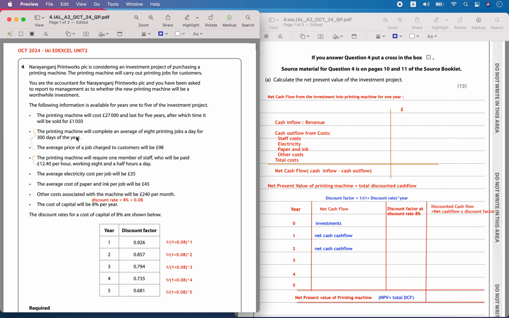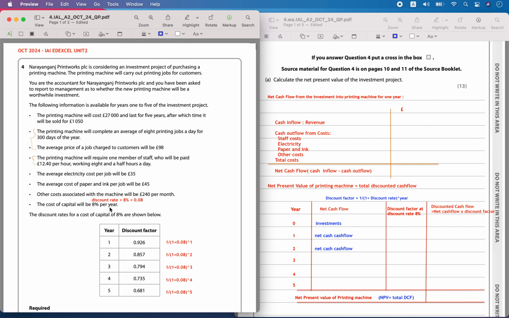It is going to earn revenue. It's completing an average of 8 printing jobs a day, 300 days for the year, and the average price is £98. Then it is also going to require one member of staff who will be paid at the rate of £12.40, working 8.5 hours a day. Average electricity cost is given, and the cost of paper and ink will be 45. Other costs with the machine will be £240 per month.